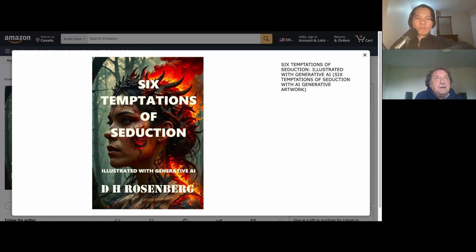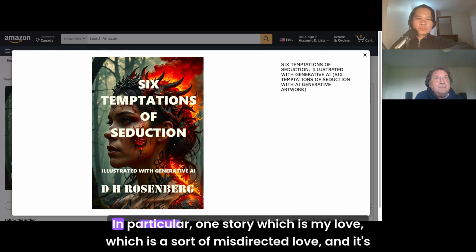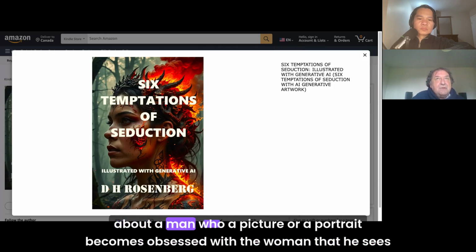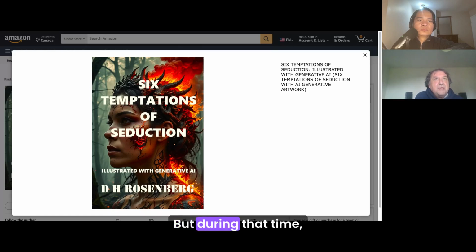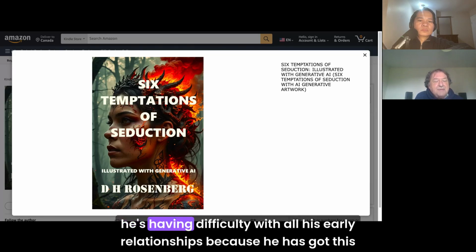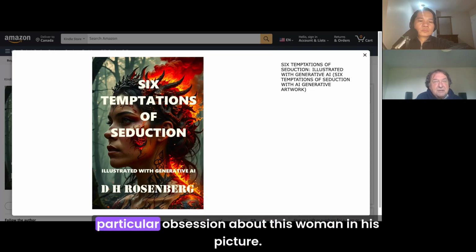There is, in particular, one story which is my love, which is a sort of misdirected love, and it's about a man who through a picture or a portrait, becomes obsessed with the woman that he sees in this picture, and ultimately he gets to find the picture. But during that time, he's having difficulty with all his early relationships, because he has got this particular obsession about this woman in this picture.